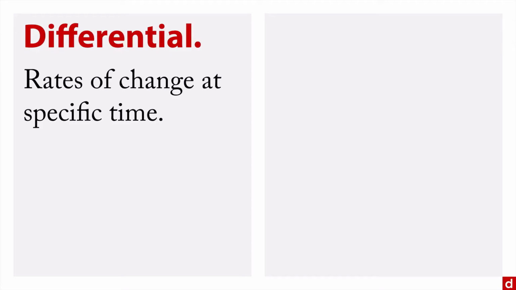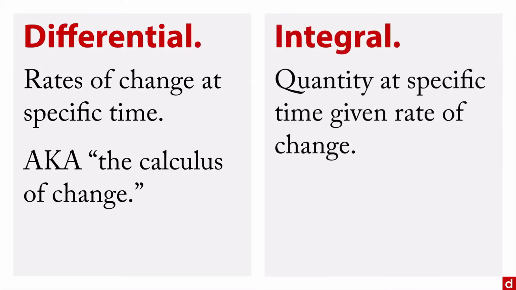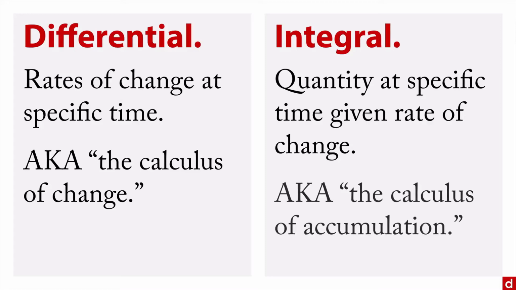Also, it's important to keep in mind there are two kinds of calculus. The first is differential calculus, which talks about rates of change at a specific time. It's also known as the calculus of change. The second kind of calculus is integral calculus, and this is where you're trying to calculate the quantity of something at a specific time given the rate of change. And it's also known as the calculus of accumulation. So let's take a look at how this works, and we're going to focus on differential calculus.